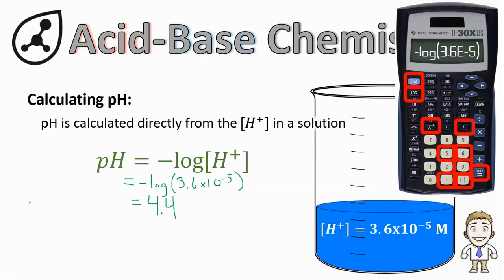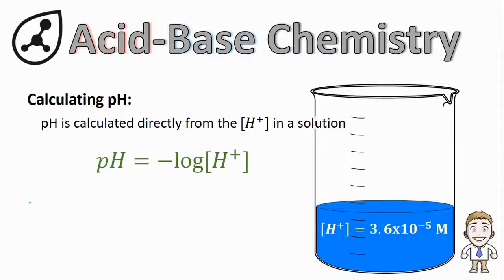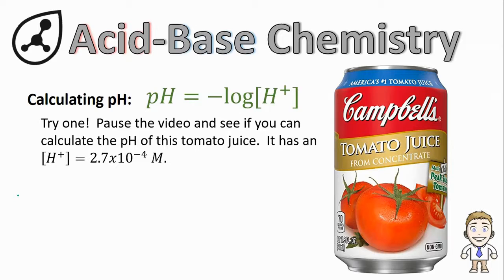So this pH formula is really useful and is another one of our key ideas. Make sure you take a moment and write it down. Now the pH formula is pretty simple, but it does introduce some things that might be new to you. So I highly recommend you find whatever calculator you use, pause the video and see if you can do this on your own. Here's a can of tomato juice. It has an H+ concentration of 2.7 times 10 to the minus 4. See if you can calculate the correct pH value for this tomato juice.